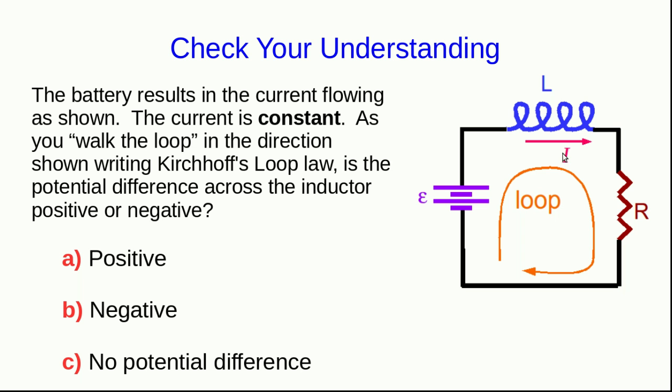Time to check your understanding. So here's a simple circuit with a battery, an inductor, and a resistor, and there's a current flowing as shown, and that current is constant. And we've learned about walking around a loop to write Kirchhoff's loop law, so you would be going around the loop and writing down a series of potential differences, which you know add up to 0. And as you do so, you have to write down a potential difference across this inductor. Well, is that potential difference positive or negative, or is there no potential difference at all?